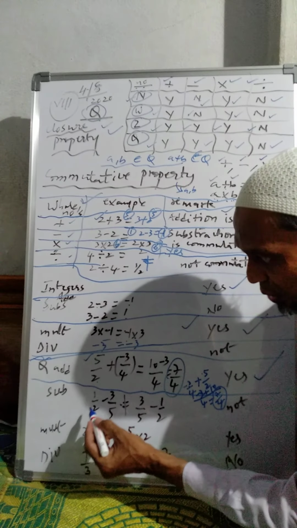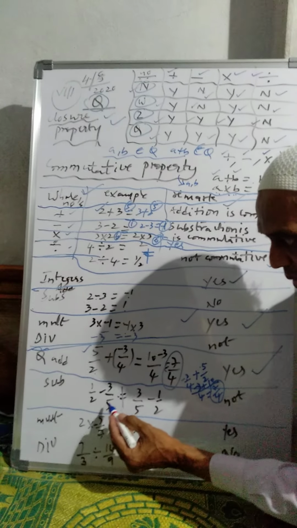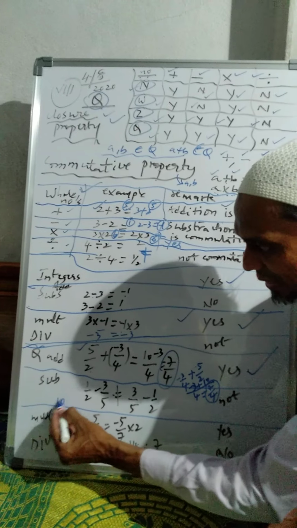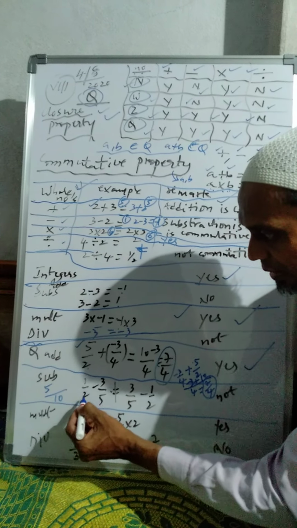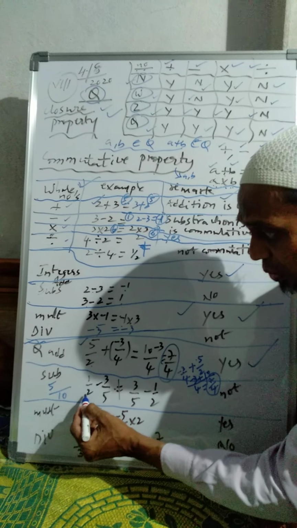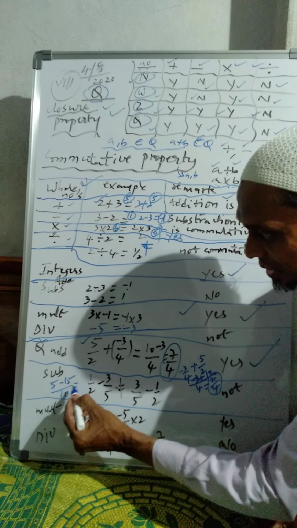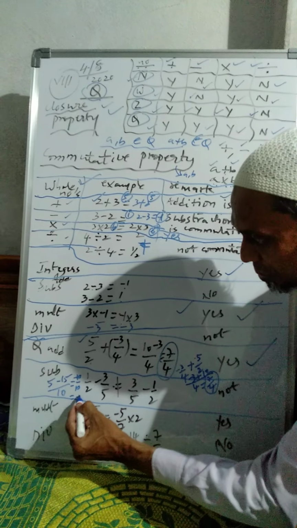Whereas, take an example of subtraction: 1 by 2 minus 3 by 5. 1 by 2 minus 3 by 5 is, see, 5 2s are 10, which is the LCM for this. Then 5 1s are 5, and 2 3s are 6, so 5 minus 6... minus 1 by 10.